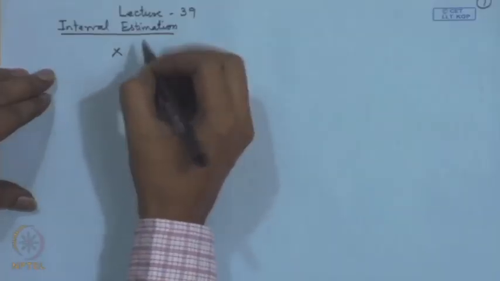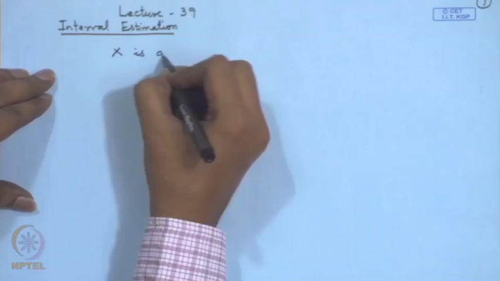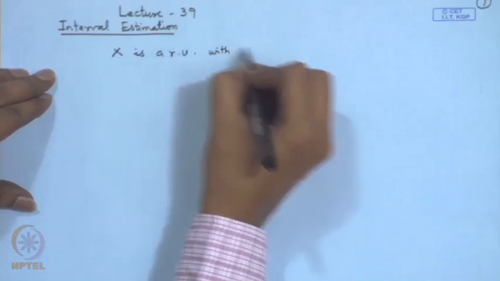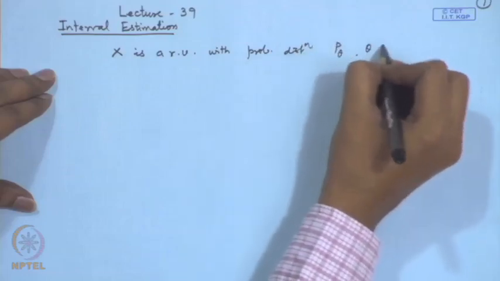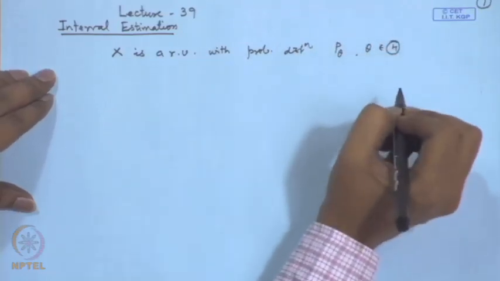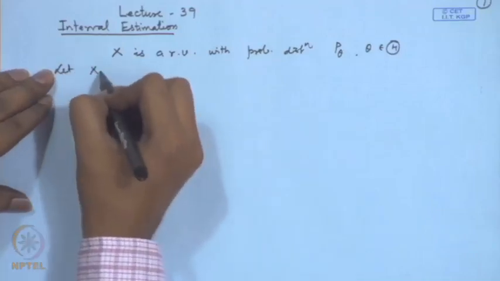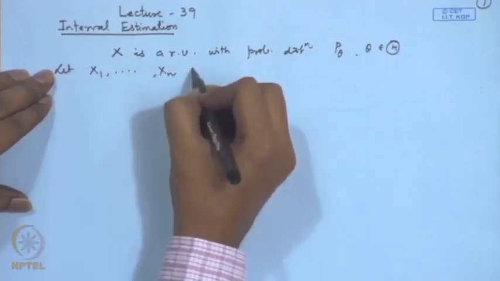In the last lecture, I have introduced the problem of statistical inference. In the problem of statistical inference, we try to convey something about the parameters of a statistical population. So, our model is the following. We consider, for example, X is a random variable with probability distribution, say P theta, where theta belongs to a parameter space script theta, and X1, X2, ..., Xn is a random sample from this population.